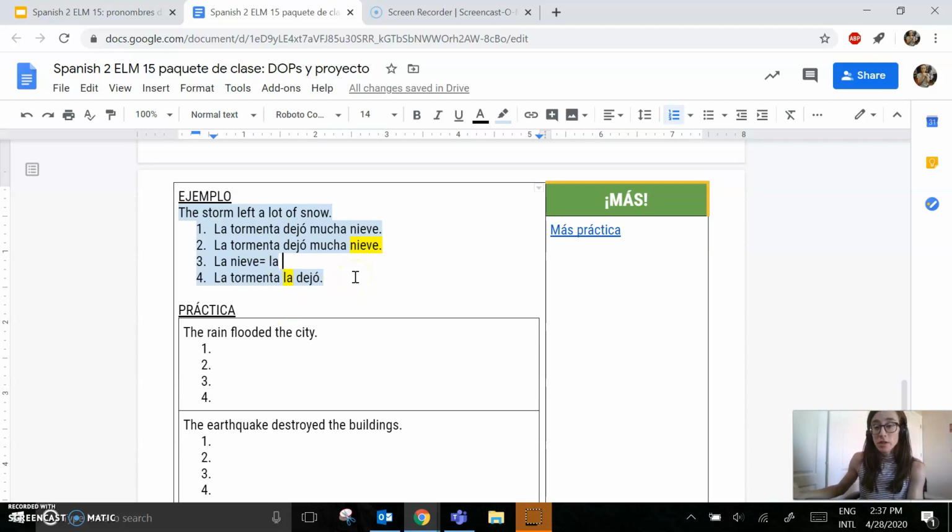And then what is tricky here, and what I'm going to go back over and make sure we understand in just a moment, is that in English, if we are saying the storm left it behind, left a lot of snow behind, left it behind, we would put that it at the end of the sentence, right? However, in Spanish, the order is a little bit different. So this nieve is replaced by la. We don't need the nieve anymore. It is gone. It is all transformed into this la. It goes before that verb, okay? So la dejó, la tormenta la dejó.